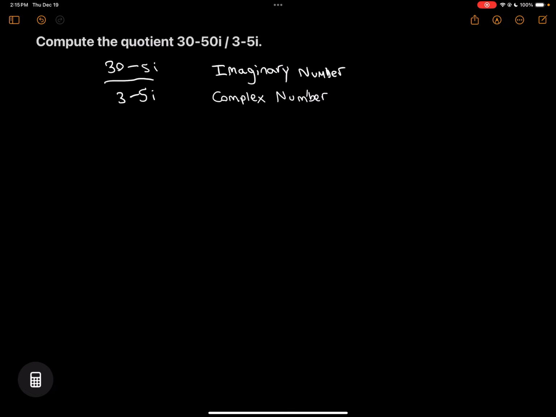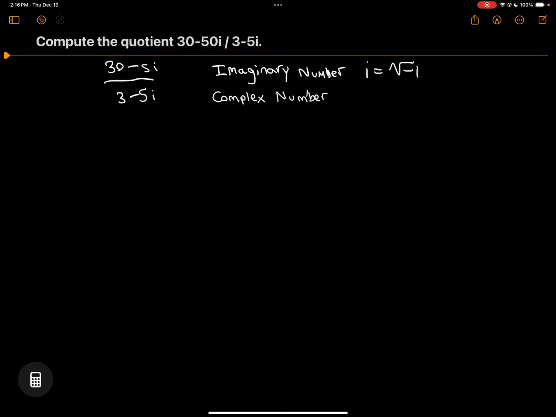Before we get into solving this question, I'm just going to give a very brief overview of what an imaginary number and a complex number is. Basically, an imaginary number is denoted by i. The imaginary number itself is i. That's the base value here. And it's important to note that i equals the square root of negative 1. That's the main definition of i. It's a number we use to denote the square root of a negative number.